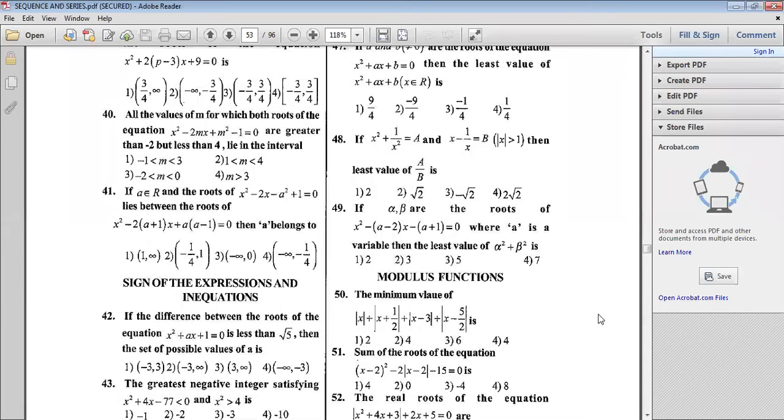Observe this, problem 50. What is the minimum value of this expression? It is given that mod x plus mod x plus 1 by 2 plus mod x minus 3 plus mod x minus 5 by 2.